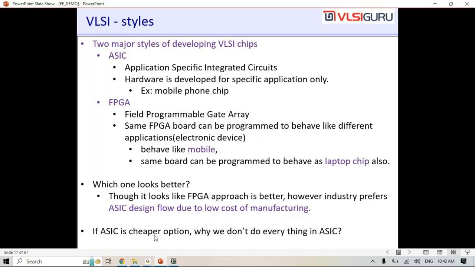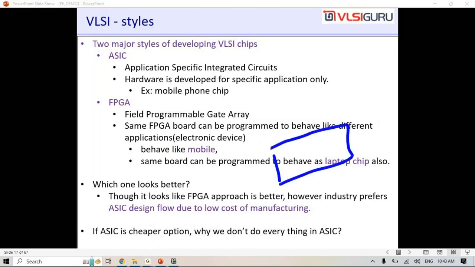Next question comes: if ASIC is the cheaper option, then why don't we do everything in ASIC? Tell me. Time taking, right? See, if I want a container house and place an order today, within 1 week he will give me the container house. Let's say in my farm we want a container house because we don't want to build a permanent structure.